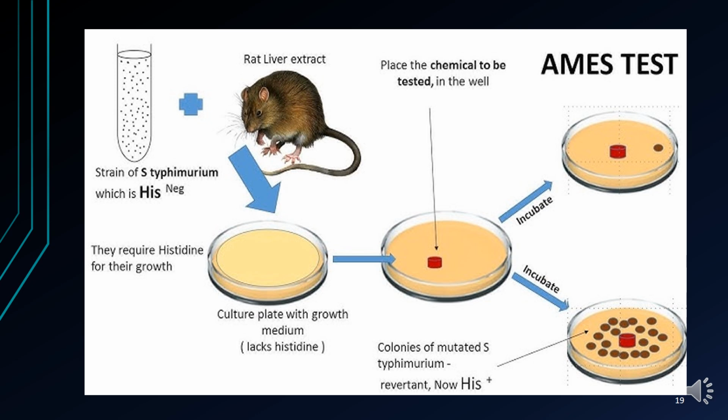So this is the pictorial presentation of the pre-incubation method. Here we have selected the test strain of Salmonella typhimurium, which is a histidine negative strain. Then it will be added into the plate. In addition, as I already mentioned, there is the need of the metabolic activation system, which will be extracted from the rat liver extract. Then after that, it will be added into the plate.